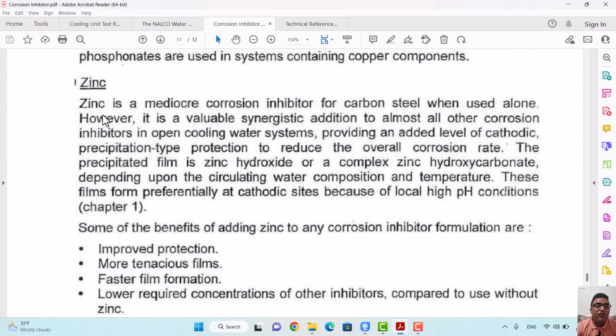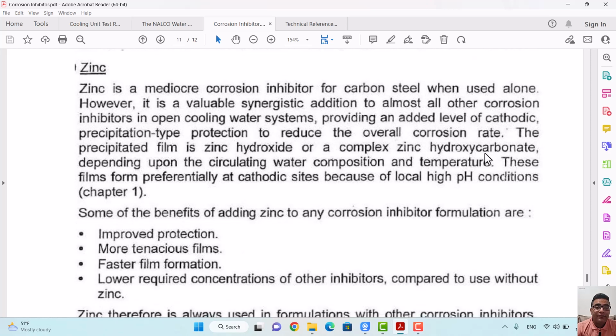Then we have zinc. Zinc is a mediocre corrosion inhibitor for carbon steel when used alone. However, it is a valuable synergistic addition to almost all other corrosion inhibitors in open cooling water systems, providing an added level of cathodic precipitation type protection to reduce the overall corrosion rate. The precipitated film is zinc hydroxide or a complex zinc hydroxycarbonate, depending upon the circulating water composition and temperature. These films form preferentially at cathodic sites because of local high pH conditions.